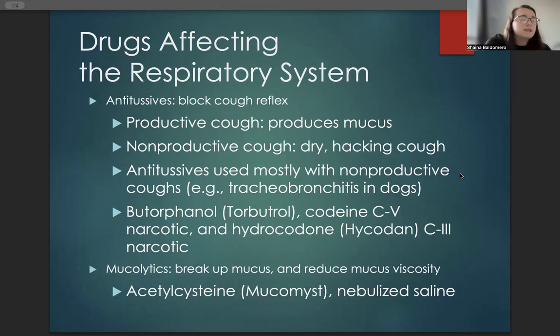Okay, now we're going to be switching to looking at drugs that affect the respiratory system. So I am talking about the lungs here, specifically the mouth, the trachea, which attaches the mouth down to those lungs, and all the way up through the nasal passages as well. So with the respiratory system, the first class of drugs we're going to look at are antitussives. These are medications that block the cough reflex.